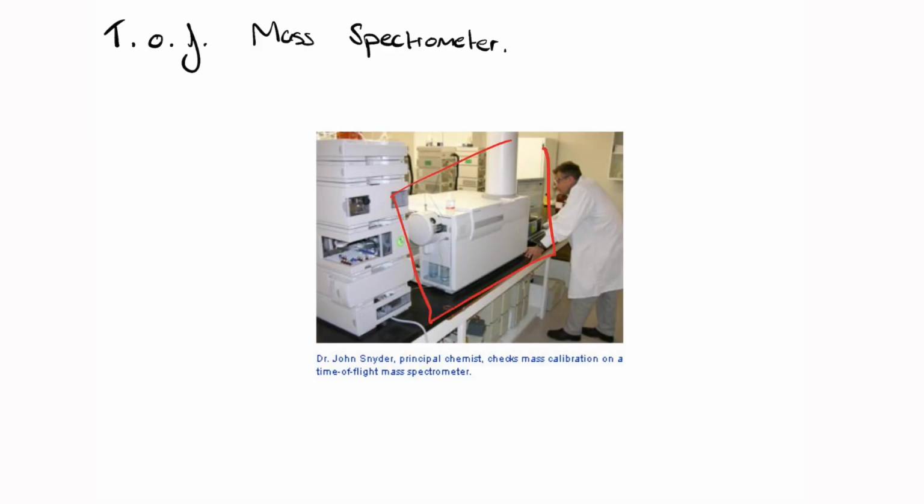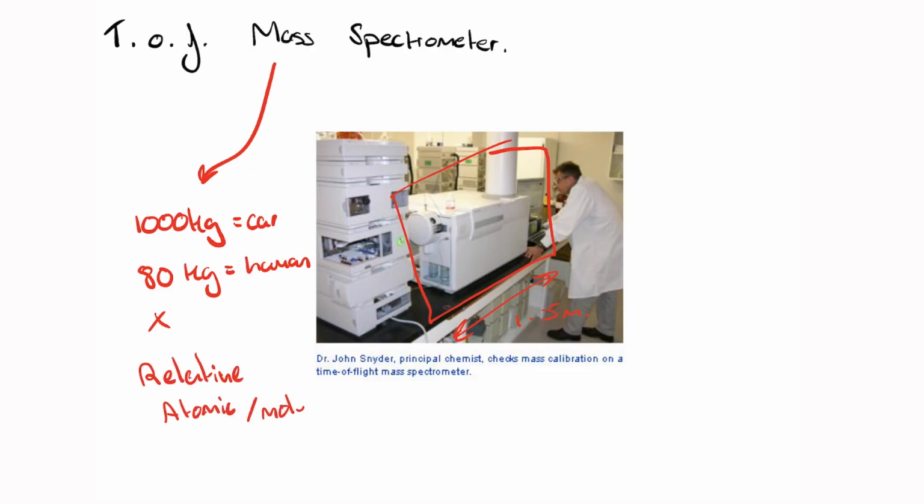So what's it all about? The mass spectrometer is this portion of the photo. It's a box and it's about 1.5 meters long. If we look at the name of the machine, the mass spectrometer, the word mass means what it always has done. A car is about 1,000 kilograms. A human is about 80 kilograms. But the mass we're looking at in this case is relative atomic mass or molecular mass.